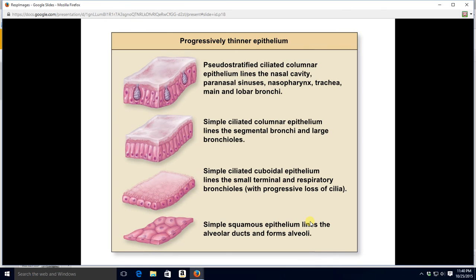So if we look, the epithelium, as we go from the nose all the way down to the alveoli, it gets thinner, less mucus, fewer cilia. Epithelium goes from pseudostratified to simple columnar to simple cuboidal to simple squamous.